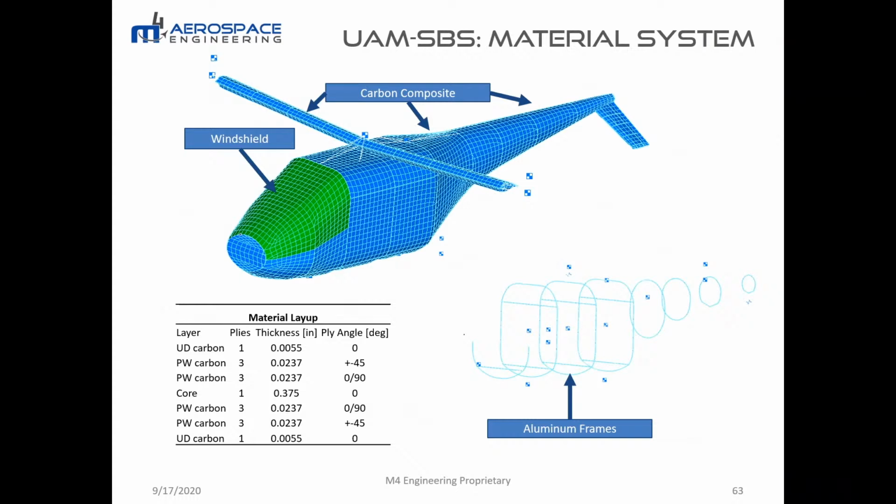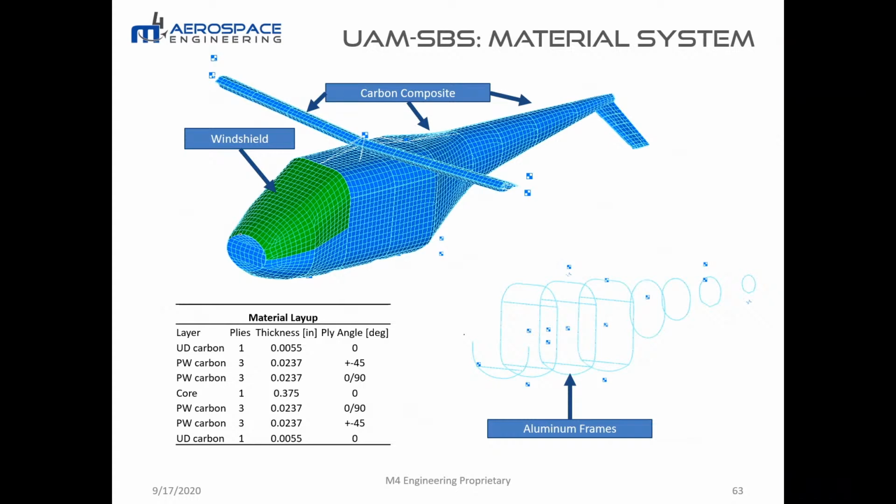Okay, so one of the first choices to make when making a Structure Studio model is a material system and applying those to the different regions. We've gone here with a carbon composite layup for the fuselage and the wing strut. Internally, we've got aluminum ring frames and beams. And we can see the windshield here in green. It's going to be a plexiglass type material, and we're not going to size that.